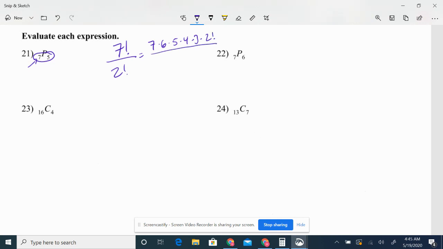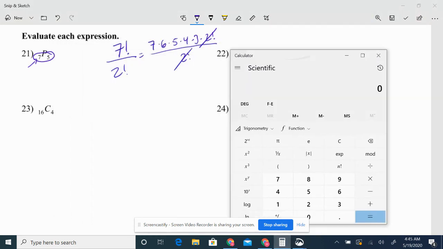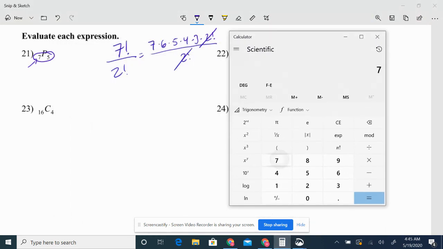And the reason I stop at 2 factorial is because I already have a 2 factorial at the bottom, so the 2 factorials cancel out. I'm just going to say 7 times 6 times 5 times 4 times 3. Let me grab a calculator for that. 7 times 6 times 5 times 4 times 3. I happen to get 2,520.